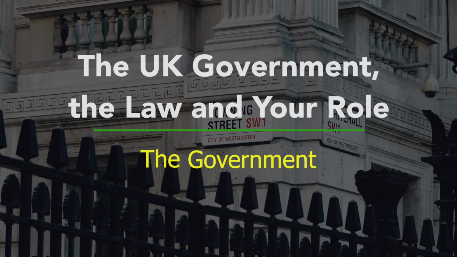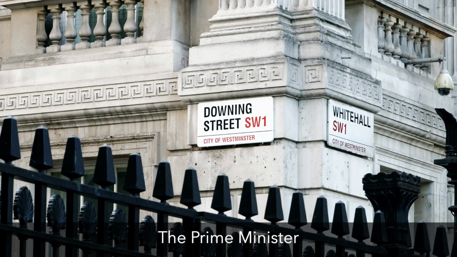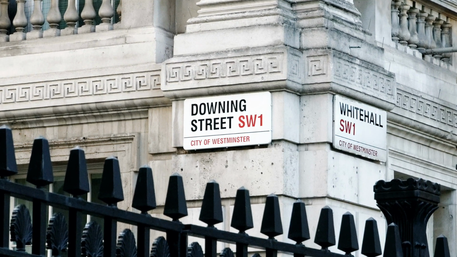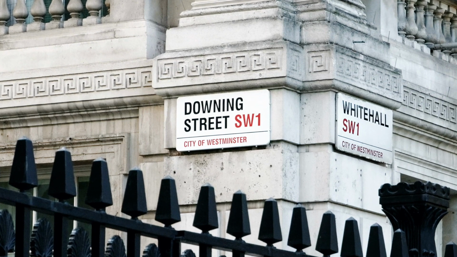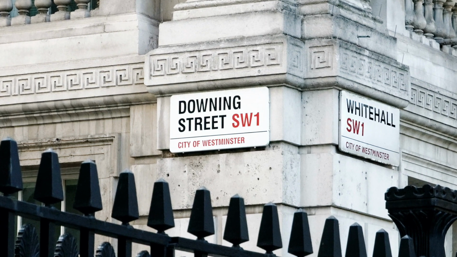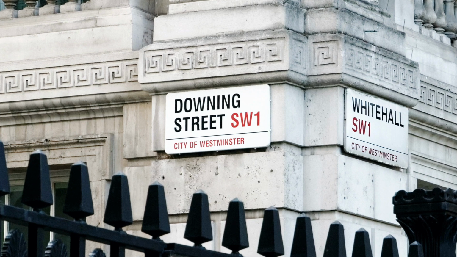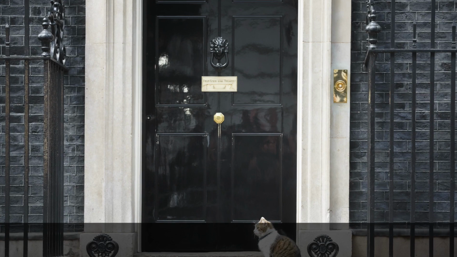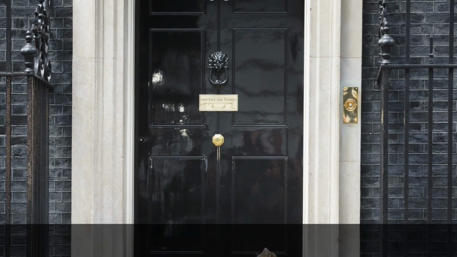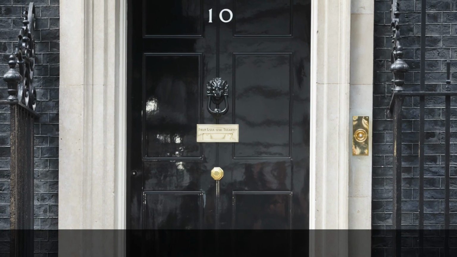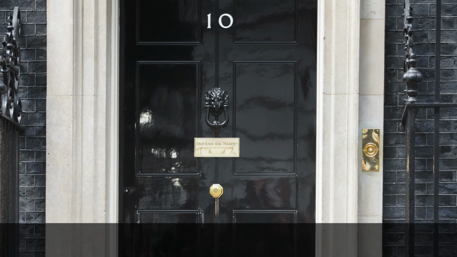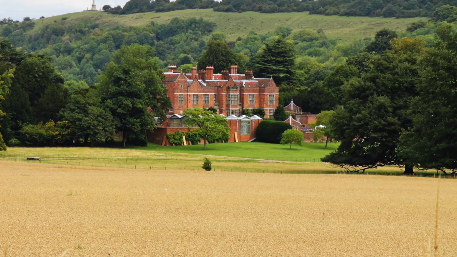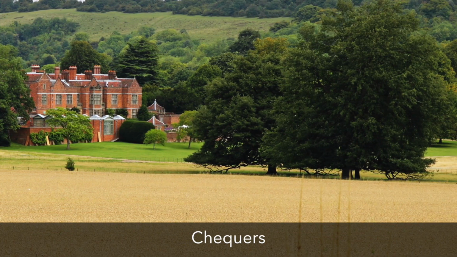The government. The Prime Minister. The Prime Minister, or PM, is the leader of the political party in power. He or she appoints the members of the cabinet and has control over many important public appointments. The official home of the Prime Minister is 10 Downing Street in central London, near the Houses of Parliament. He or she also has a country house outside London called Chequers.